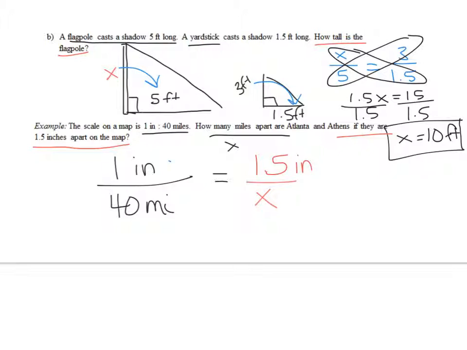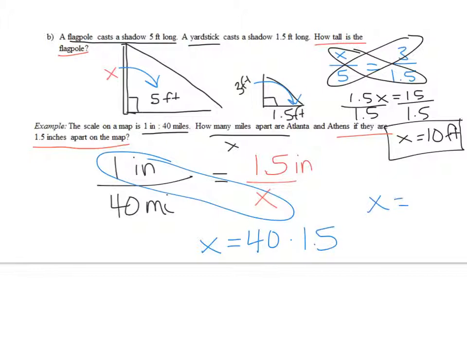So now I circle the cross products. So it's x equals 40 times 1.5. And you get 60. So it's 60, but I want to answer the question. So is it 60 inches, 60 miles? Well, the question is how many miles, so my answer is going to be 60 miles.